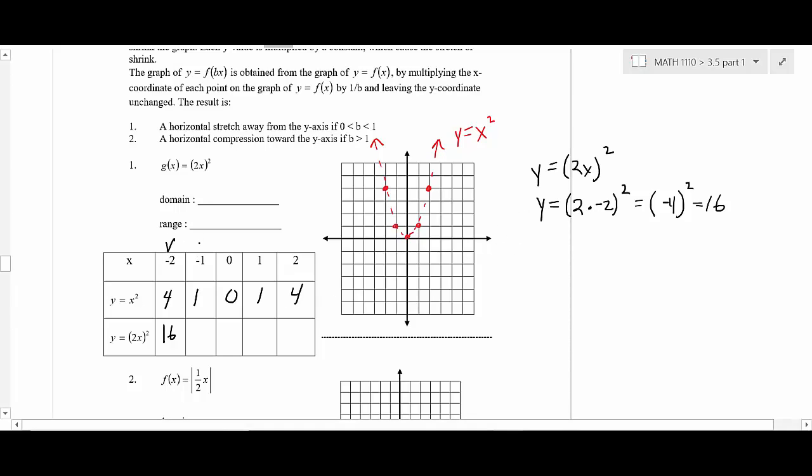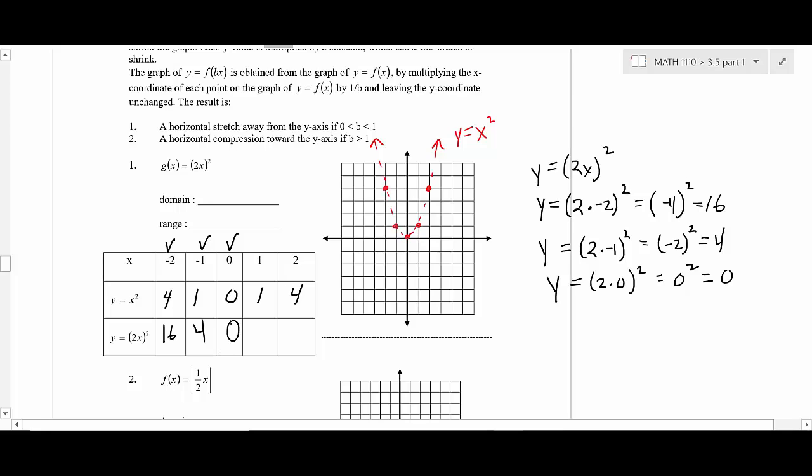Now go to the next one, go to negative 1. So you're going to want to go y equals 2 times negative 1 squared. So that's going to be negative 2 squared. So that's going to be equal to 4. So that new point right there is going to be 4. Okay, then we go to 0. So again, go to the function we're graphing. You'll do y equals 2 times 0 squared. That's 0 squared. So that's still equal to 0 like that.